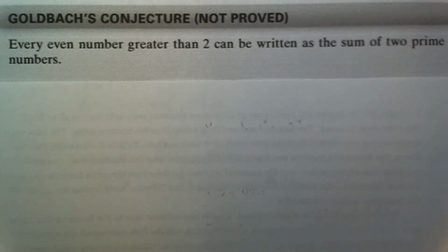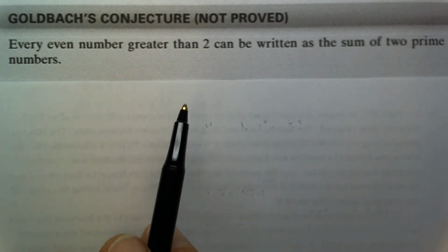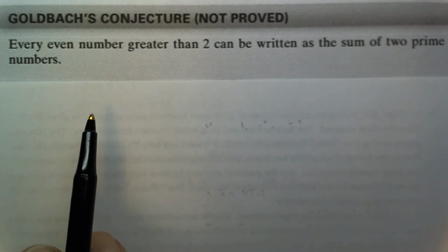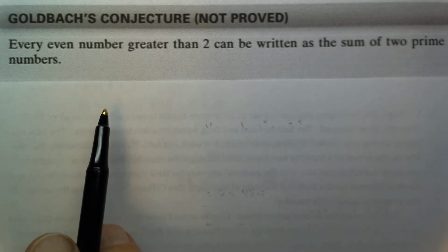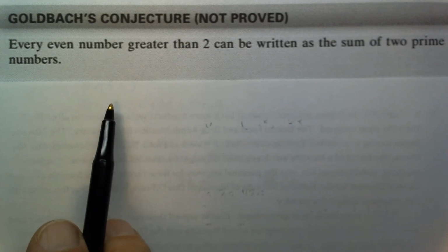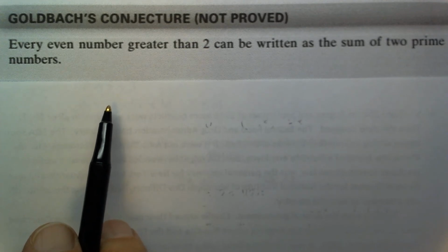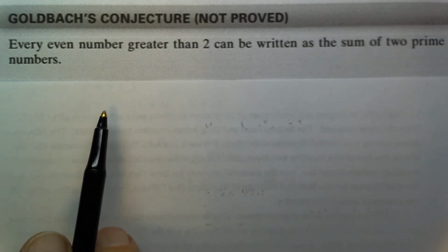Christian Goldbach was a mathematician who lived from 1690 to 1764, and he made a statement, a conjecture, in other words one that has not been proven to this day, that every even number greater than 2 can be written as a sum of two prime numbers. It's a very famous conjecture, but so far it has not been proved in general. It has been verified for numbers as large as 4 times 10 to the 18th power.